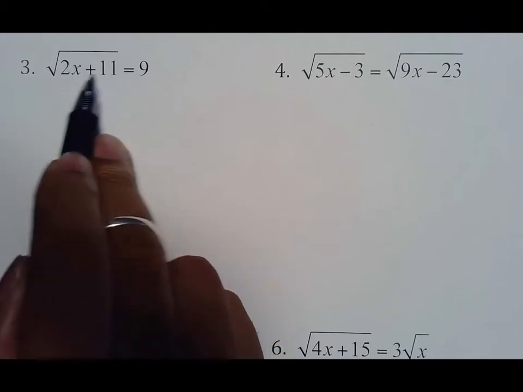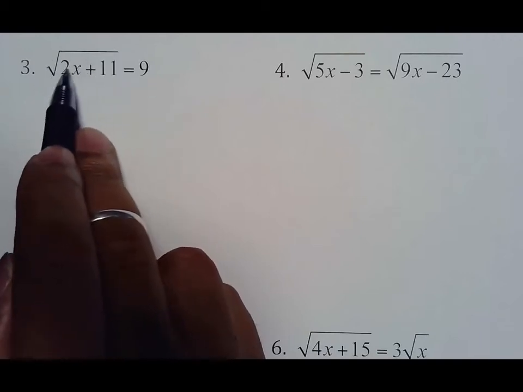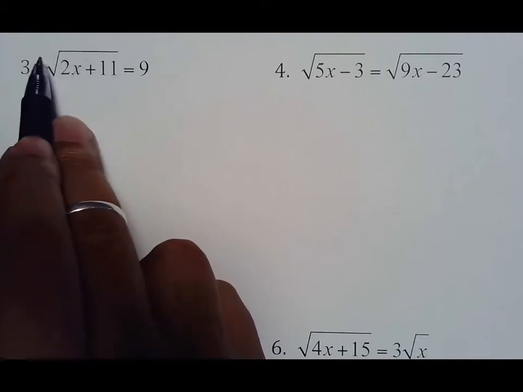And this one here, I can't touch the 2, I can't touch the 11 because the root is in the way. So common sense says I can't subtract 11 because I can't even touch 11 till the root is gone.